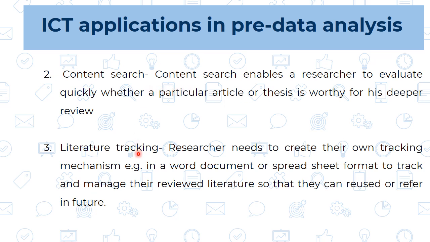Then the third step, that is literature tracking. We have seen a number of software we can use for the literature review. So whatever literature review is done by the researcher, that researcher has to keep its proper record or proper track with the help of a spreadsheet or a Word document. For what purpose is it going to keep the record? For managing the reviewed literature so that it can be reused or referred to in the future. So literature tracking also plays a very important role after review of the literature.